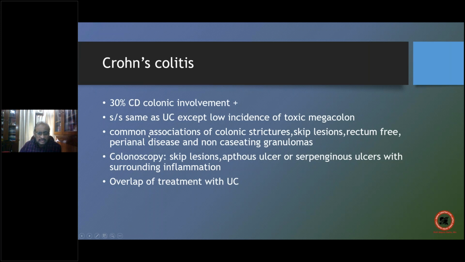So in Crohn's colitis, you will have the same features and you'll find all these lesions. Colonoscopy will show skip lesions, aphthous ulcers, serpiginous ulcers with surrounding inflammation. And the treatment is simple. The treatment overlaps with the treatment of ulcerative colitis, and it is almost the same treatment for CD and ulcerative colitis, except for the different surgeries carried out for these two conditions.